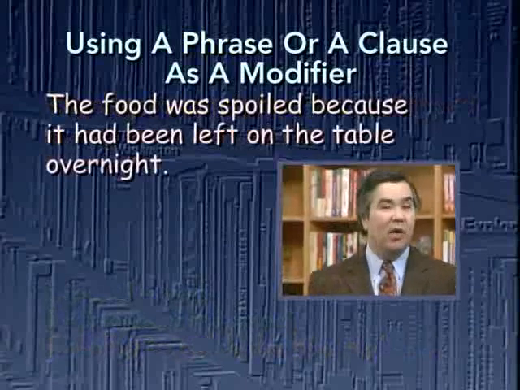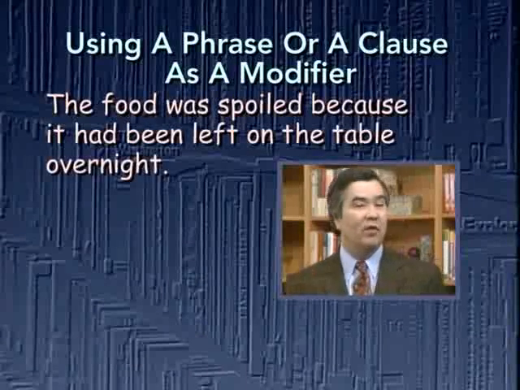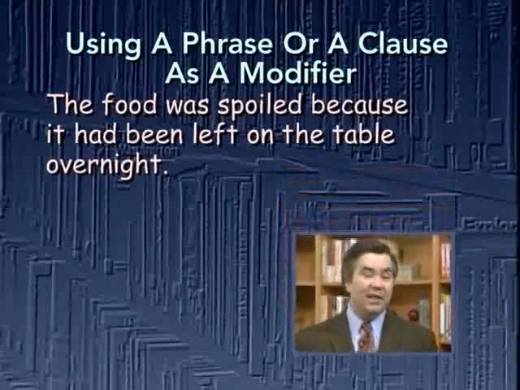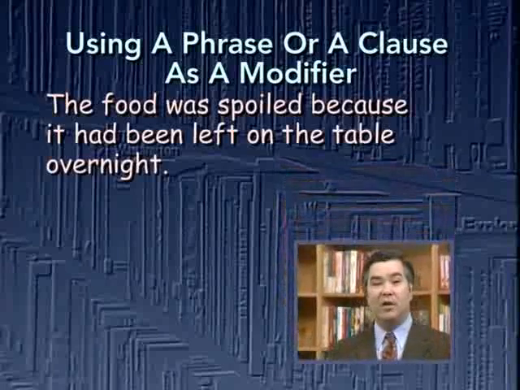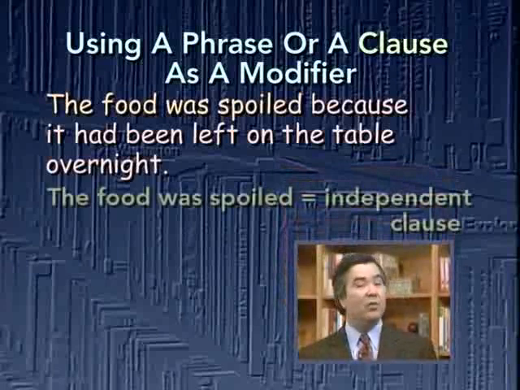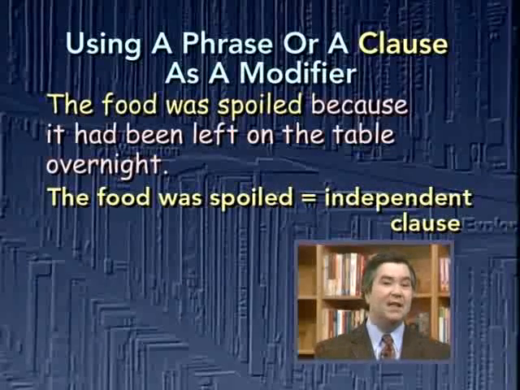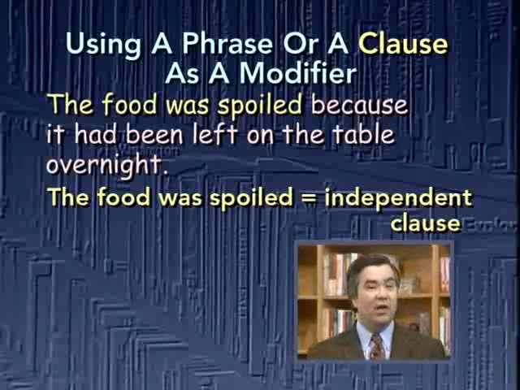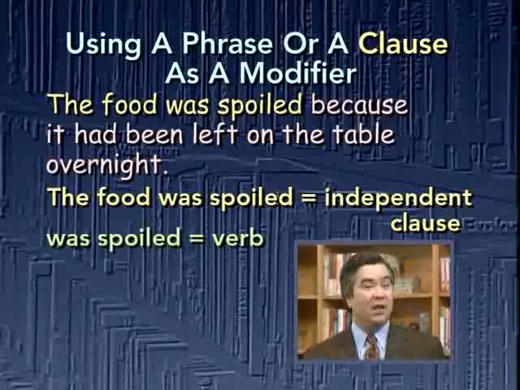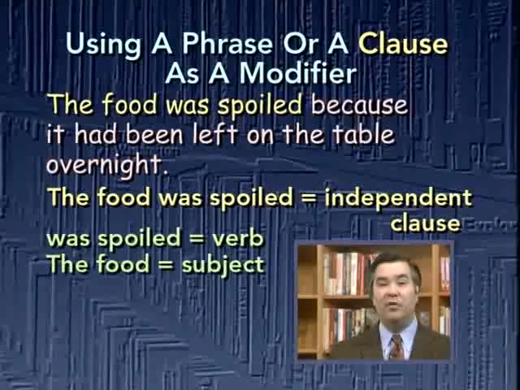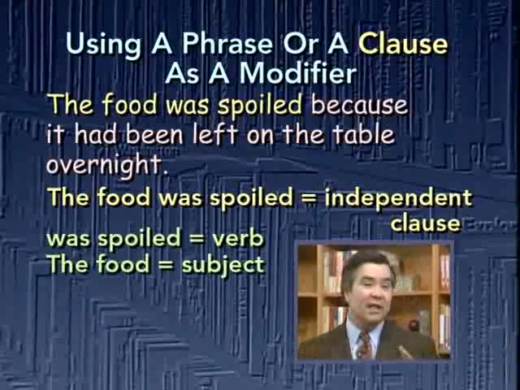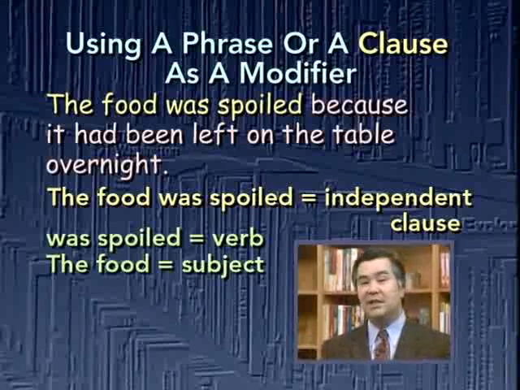The food was spoiled because it had been left on the table overnight. Now, this sentence contains two different verbs. First, we have the food was spoiled. This is a clause unto itself because it contains a subject and a verb. The verb is was spoiled, a two-word verb phrase. The subject, food or the food. So the food was spoiled is a clause. It could even stand alone as a sentence.